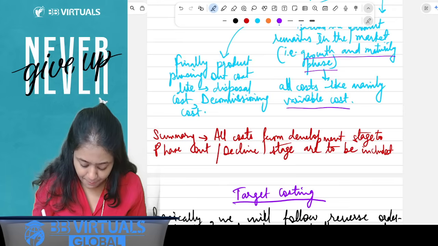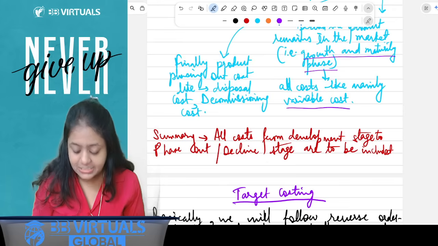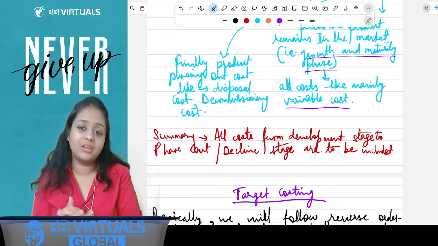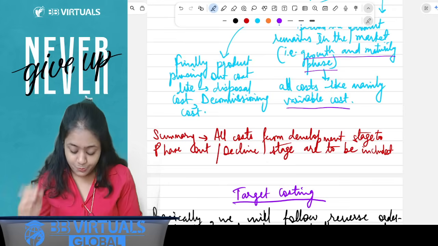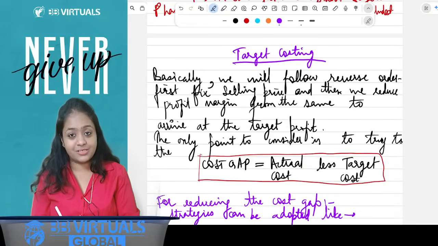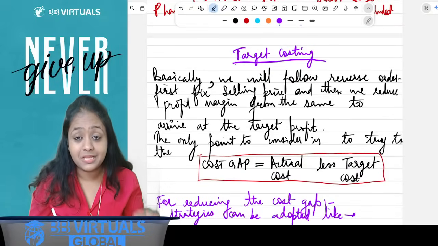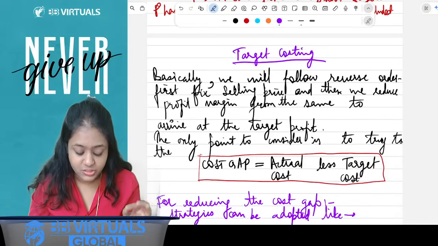All costs from development stage to phase out stage or decline stage are to be included. Done with your life cycle costing. Let's move forward and let's take target costing. Target costing is basically, we will follow here reverse order.